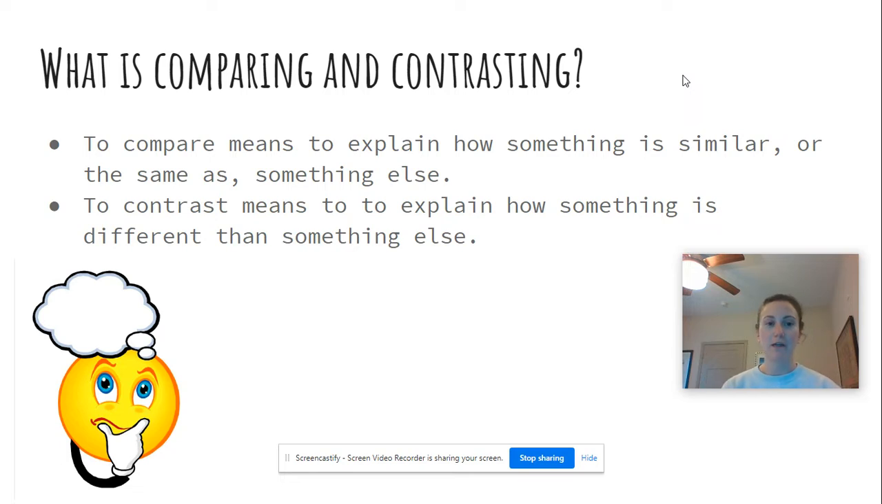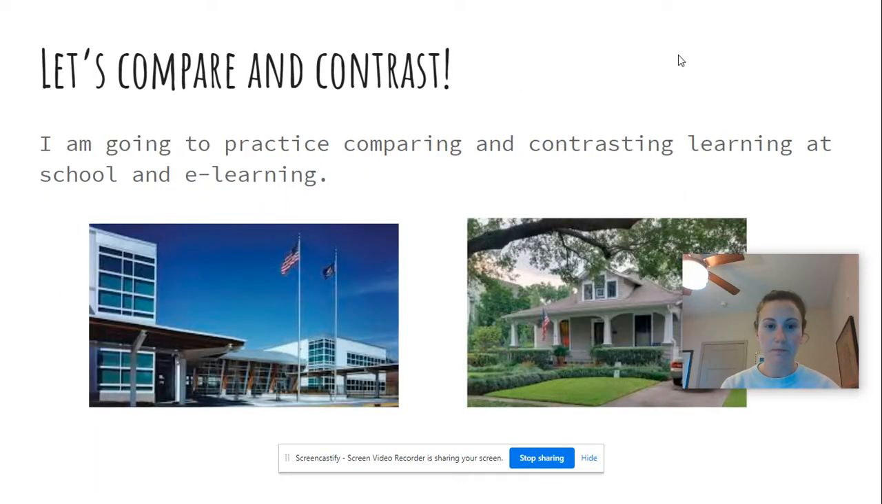So, what is comparing and contrasting? To compare means to explain how something is similar or the same as something else. To contrast means to explain how something is different than something else. Let's do a little bit of practice.